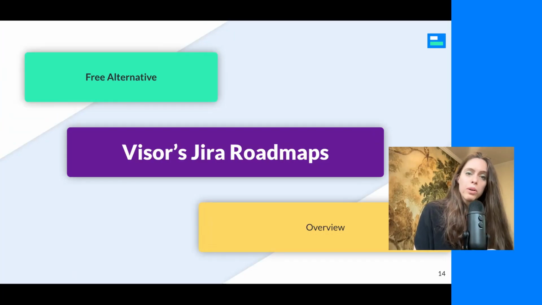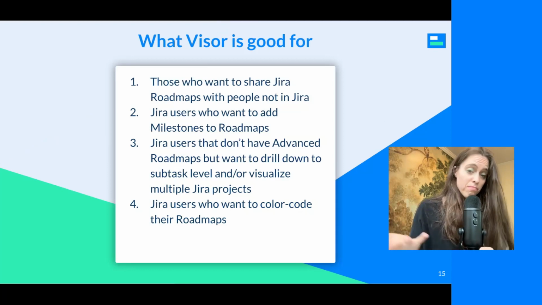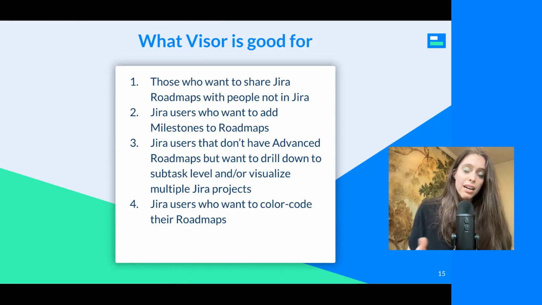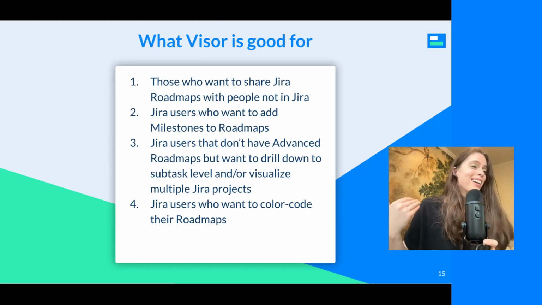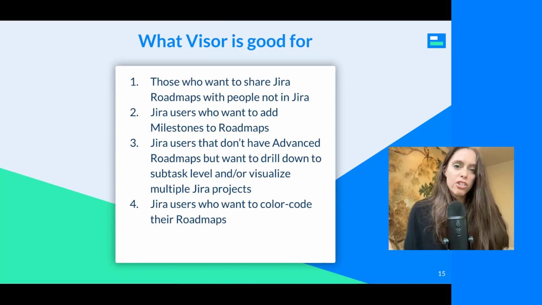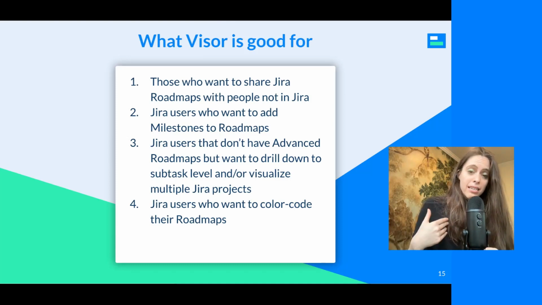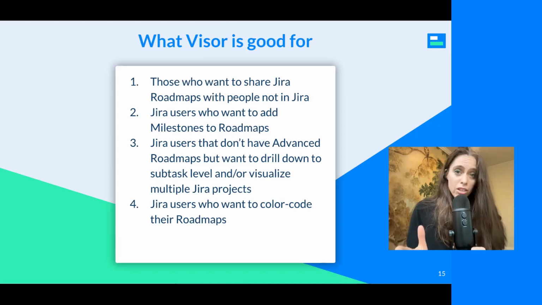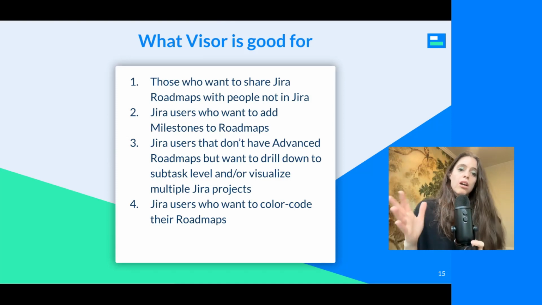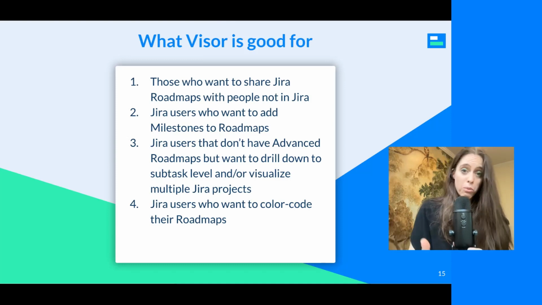So I will go into what Visor is good for. First of all, you can share your Jira roadmap with people who don't even use Jira. This might be your CEO, another team that's not in Jira, or a client that doesn't have access to your Jira instance. You can create a roadmap that is completely in sync with your Jira data and accessible to whomever you choose. Also, Jira users who want to add milestones to roadmaps might want to check out Visor.